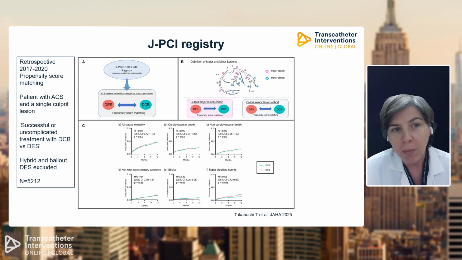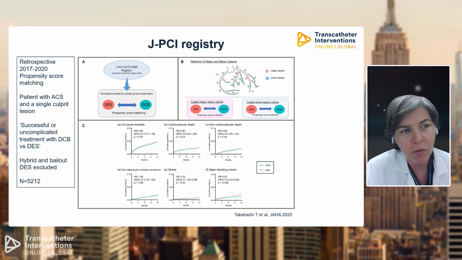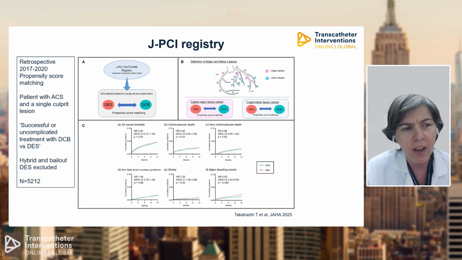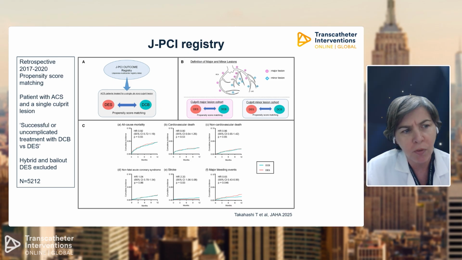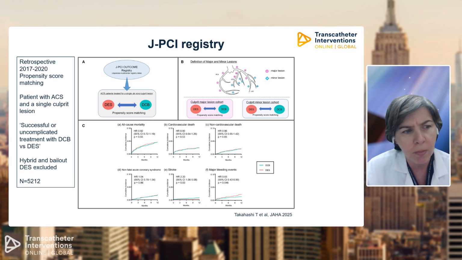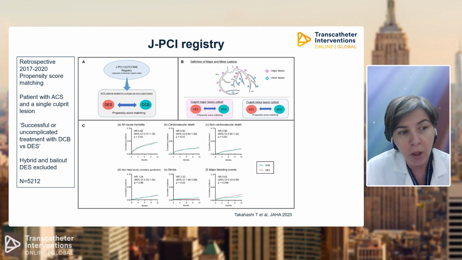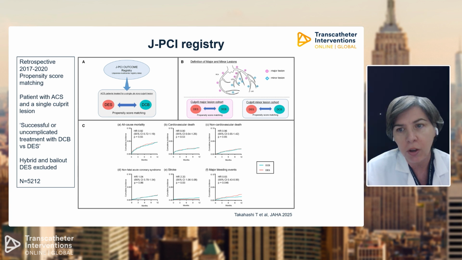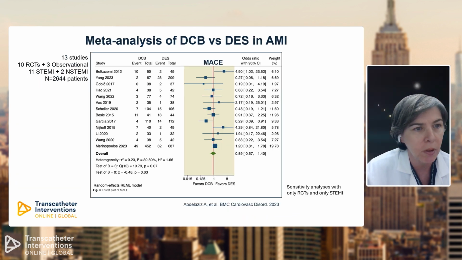More recently, the Japanese PCI registry did a retrospective analysis, propensity score matched, of patients in a very low risk, simple ACS group, with very simple single culprit lesions. They had to have successful uncomplicated treatment, so no hybrid, no bailout allowed. They were all excluded. 5,000 patients though, and it showed at 1 year no difference in clinical outcomes in this kind of lower risk ACS population.